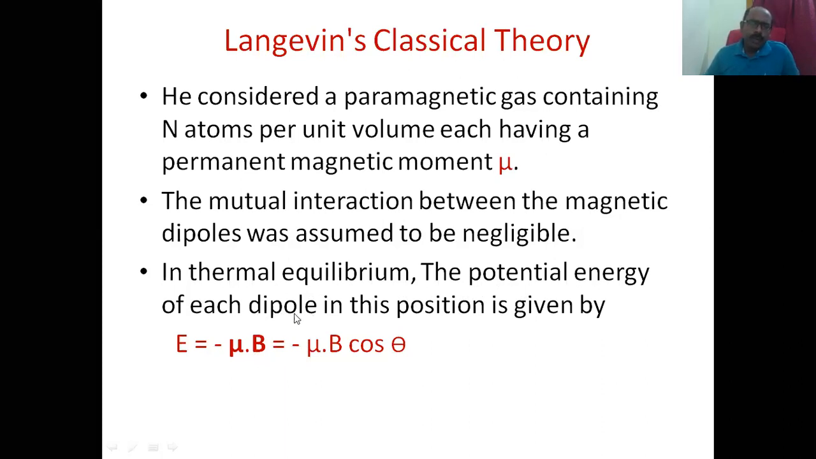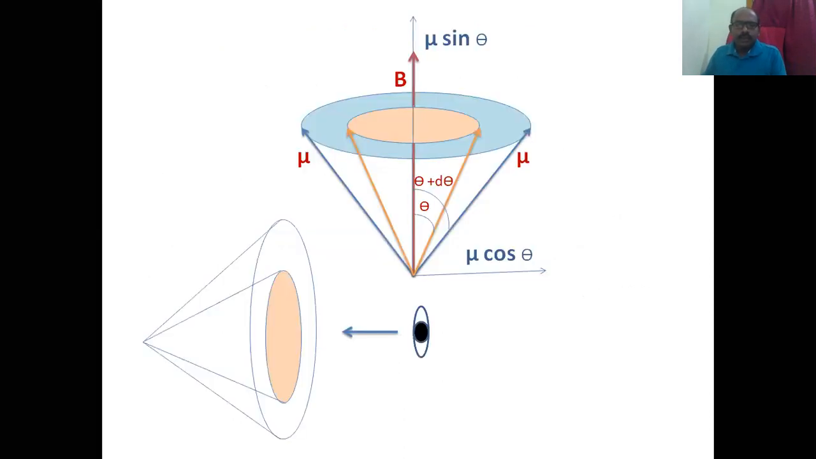For a magnetic dipole with magnetic moment mu, E is equal to minus mu bar dot B bar. It is the scalar product of two vectors, and if we evaluate the scalar product, we get minus mu B cos theta. Here I have given the picture.